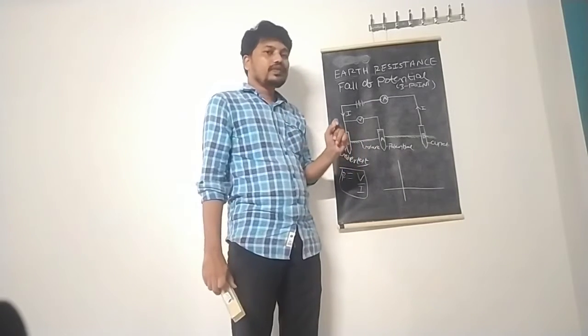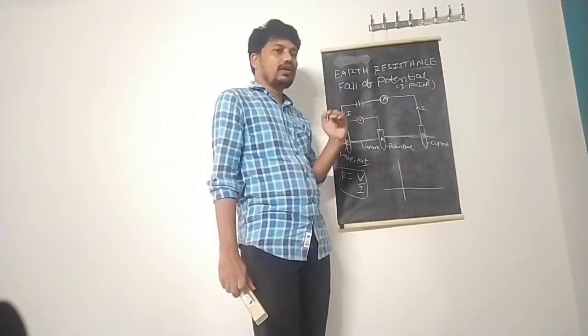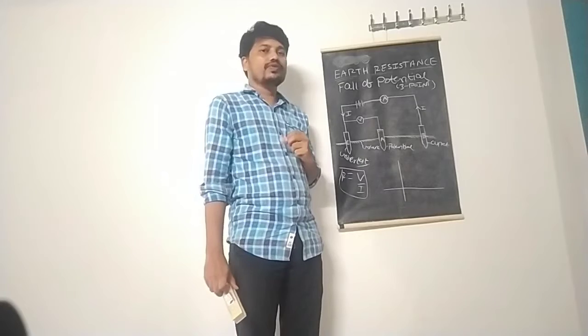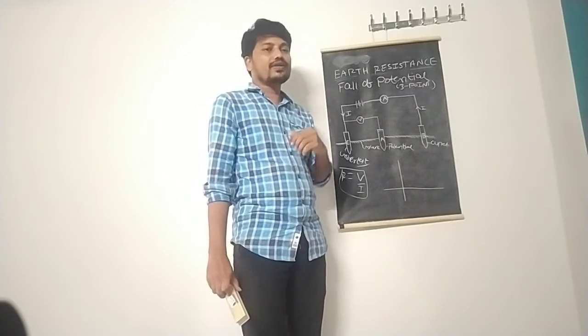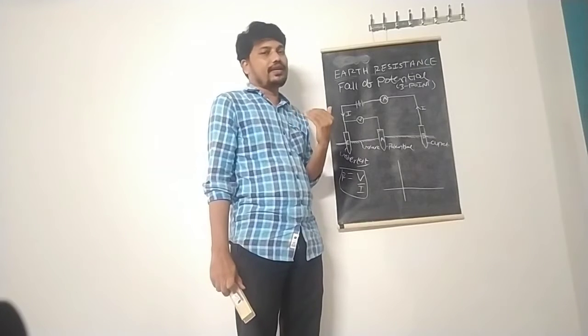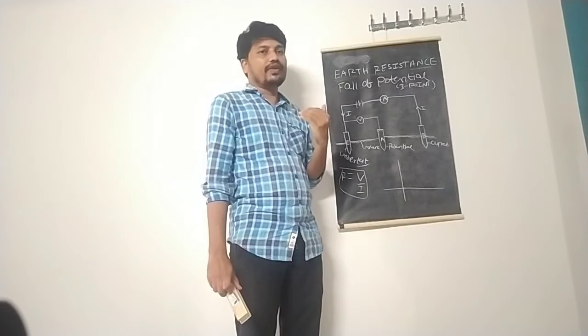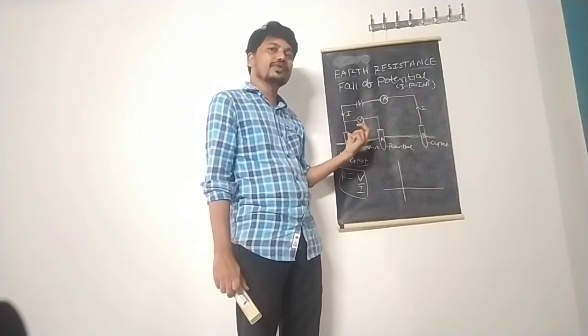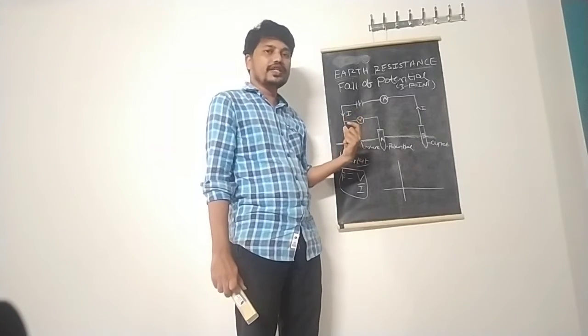Here, the resistance varies depending upon the soil nature. Also, it varies because the electrodes are made up of some sort of material, and the material has some specific resistance. The electrode has a specific resistance. That specific resistance changes depending on the nature of the soil.